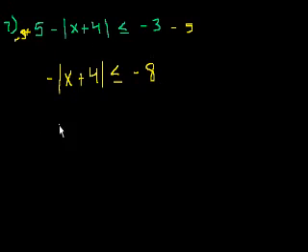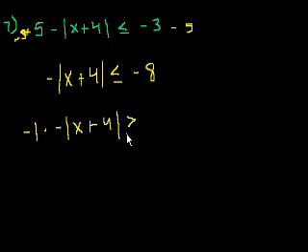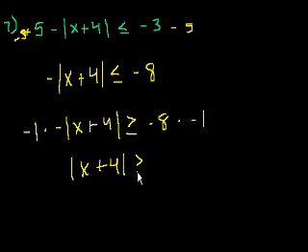So if I'm multiplying both sides of this by negative 1, so negative 1 times negative x plus 4, I'm going to switch the inequality. So that's going to become greater than or equal to negative 8, and I did the negative 1 on this side, so I have to multiply it times negative 1 on that side. And so this negative cancels out that negative, so we're just left with x plus 4 is greater than or equal to negative 8 times a negative 1, which is 8. Now we can just use the logic that we had from that last problem.